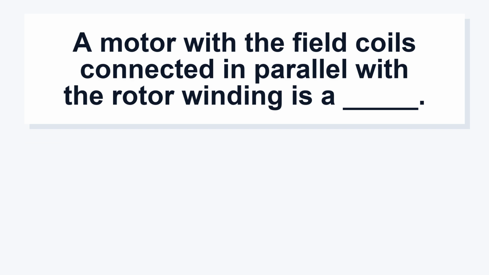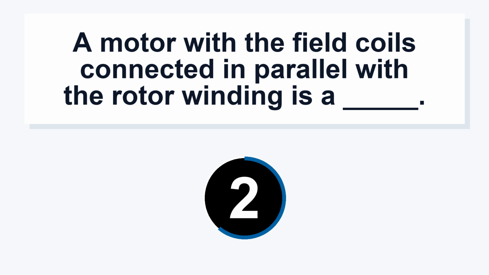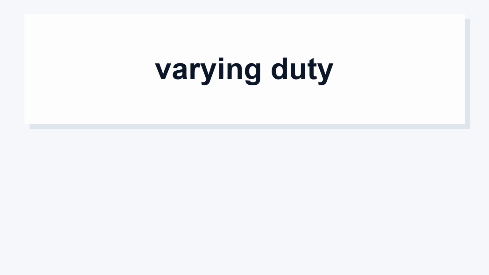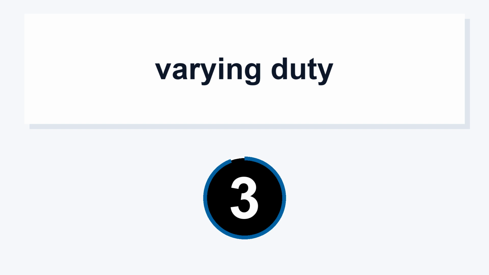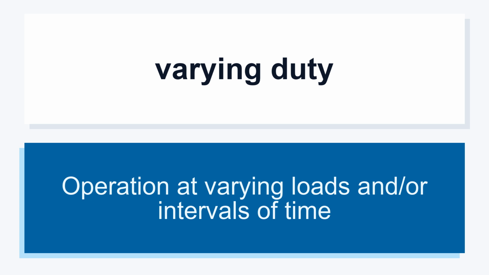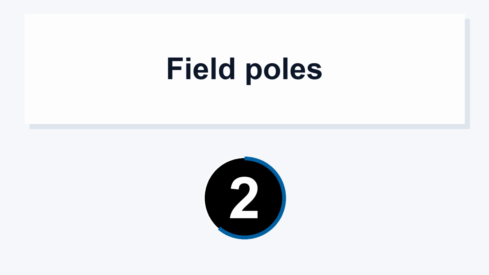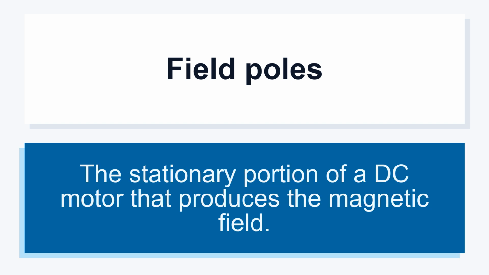A motor with the field coils connected in parallel with the rotor winding is a shunt motor. Varying duty: operation at varying loads and/or intervals of time. Field poles: the stationary portion of a DC motor that produces the magnetic field.